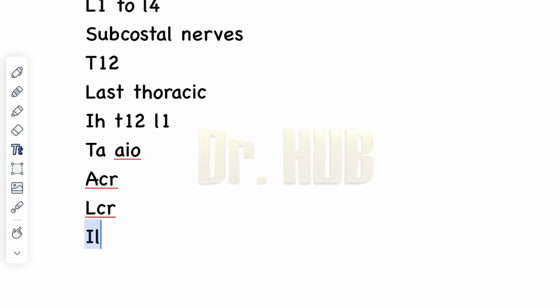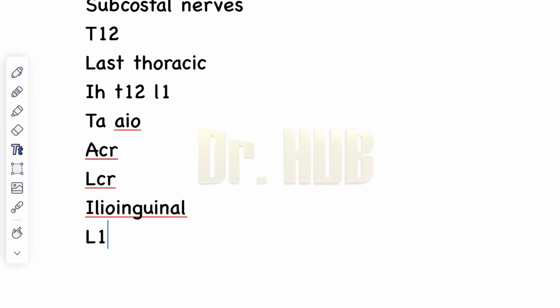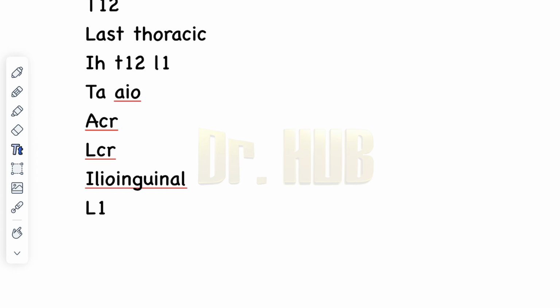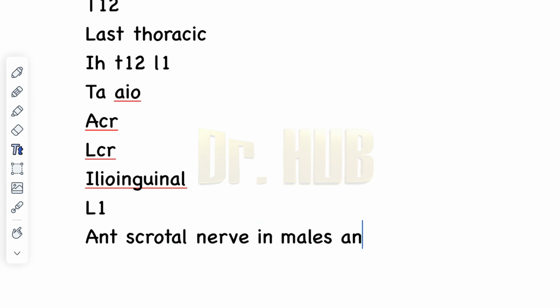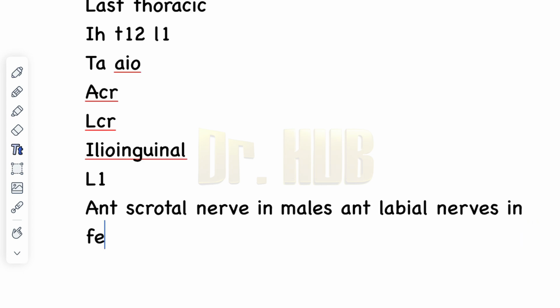Now we look at the ilioinguinal. The ilioinguinal root value is nothing but L1. The iliohypogastric is T12 to L1, and the ilioinguinal is just L1. The innervation is similar, that is transverse abdominis as well as the abdominal internal oblique. The cutaneous branches include the anterior scrotal nerves in the males, and the anterior labial nerves in the females.